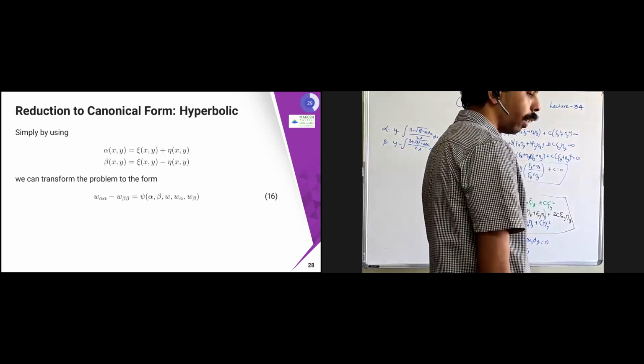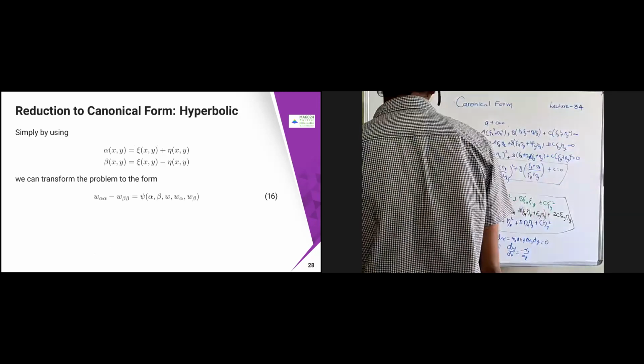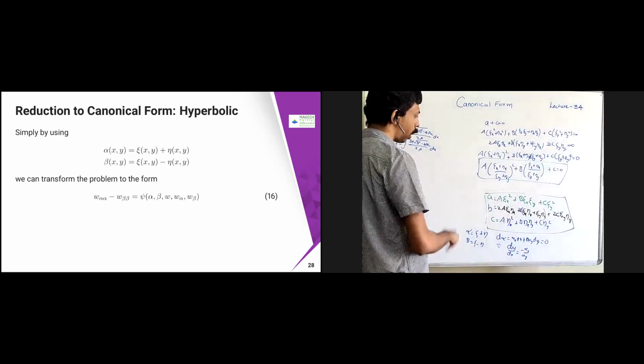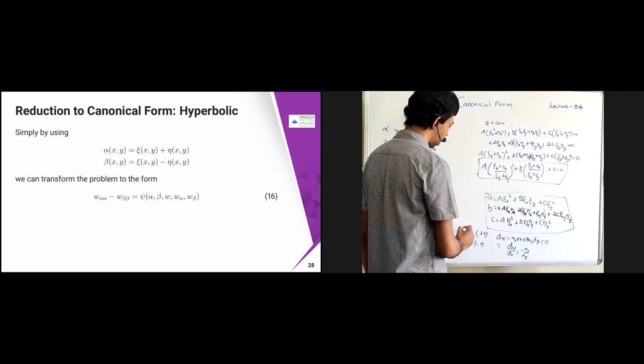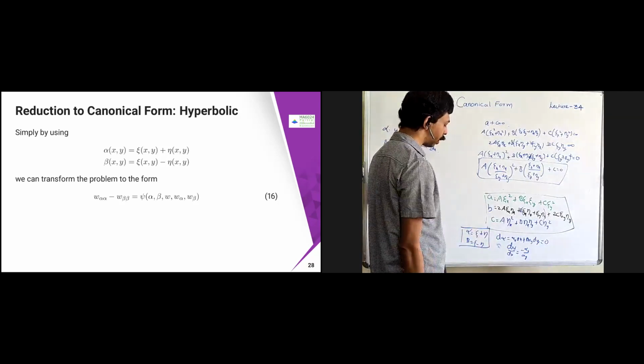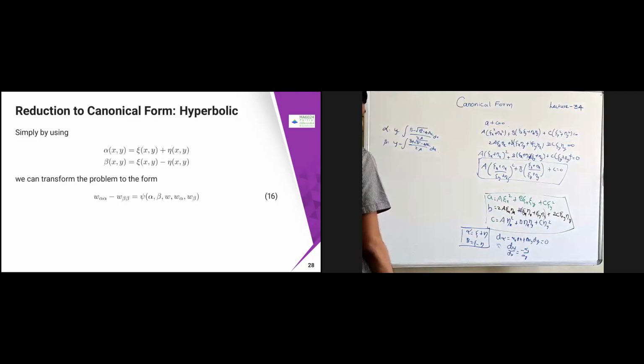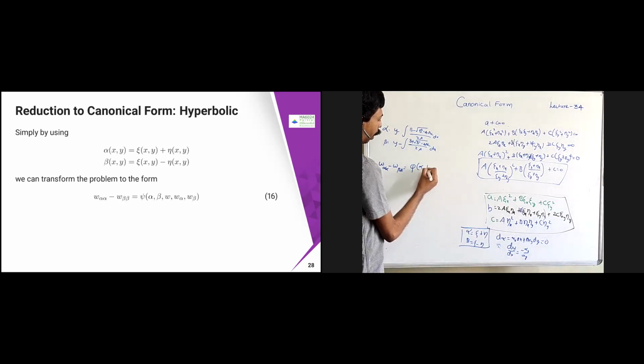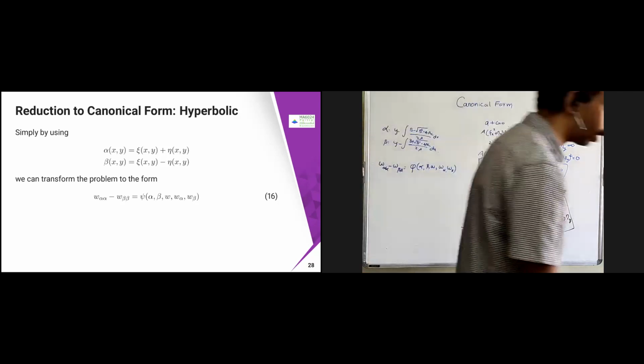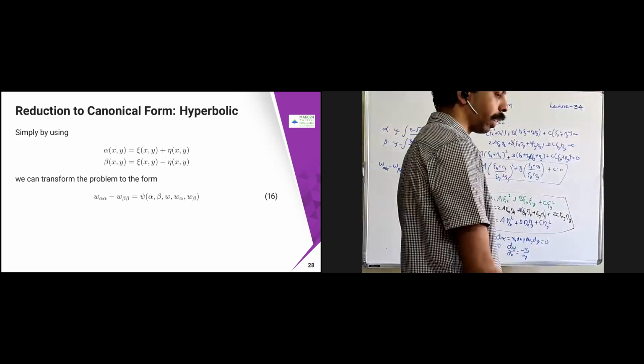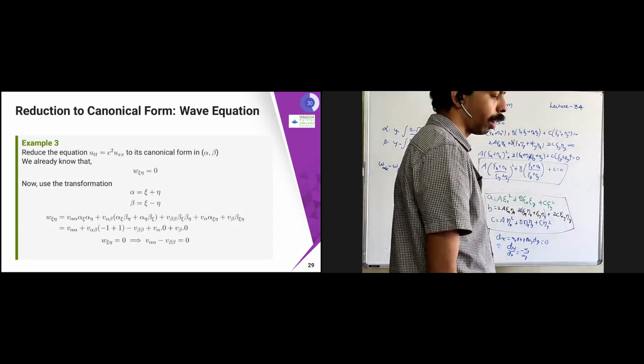So simply what we are saying is that if you just know the coordinate system, whatever we did in the previous case, if you substitute alpha equal to chi plus eta and beta equal to chi minus eta, automatically you are going to get an equation of this kind: w alpha alpha minus w beta beta equal to psi of alpha, beta, w, w alpha, w beta. So this is going to come as the final answer for your transformation. From the previous problem itself you can transform.